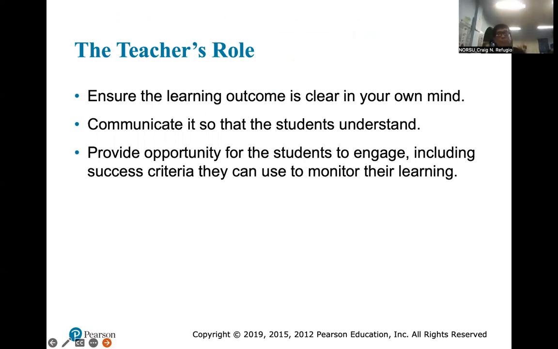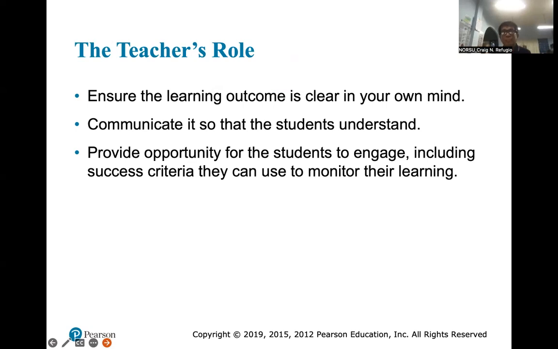So looking at bullet number 1, ensure that the learning outcomes is clear in your own mind. As a teacher, you must have the mastery of the learning outcome. You are so specific. You are so clear about the learning outcome. Because if you, being the teacher, do not have the clarity on the learning outcome, you don't have the mastery of that learning outcome, then basically you don't have any direction of the teaching-learning process.